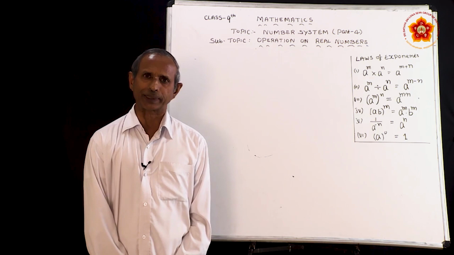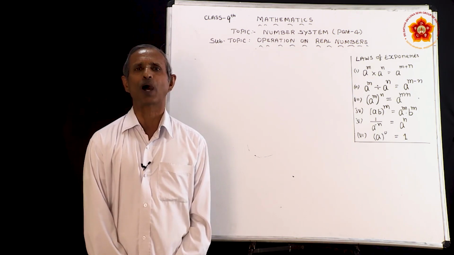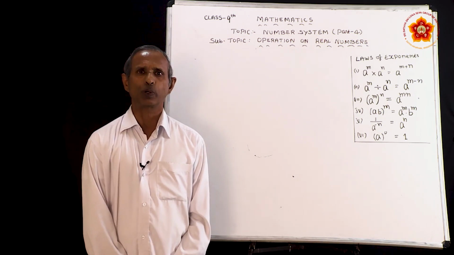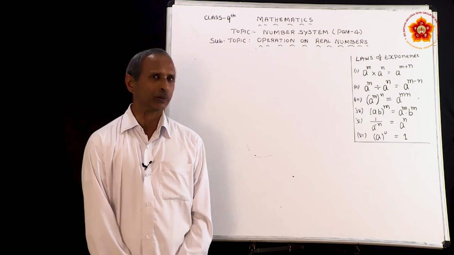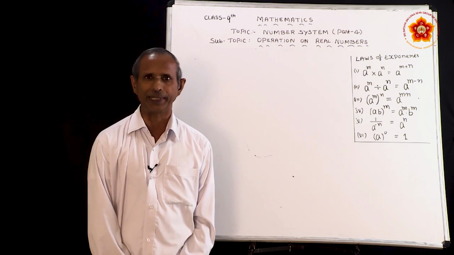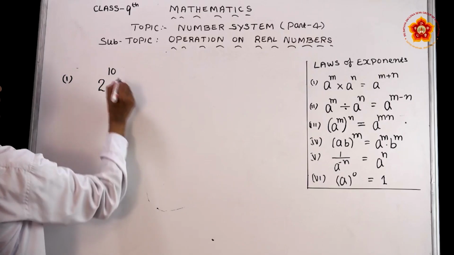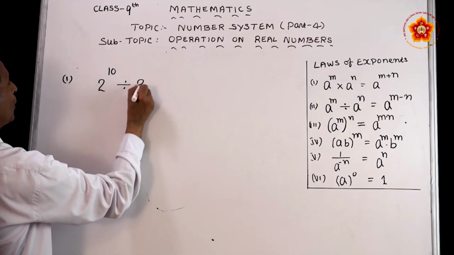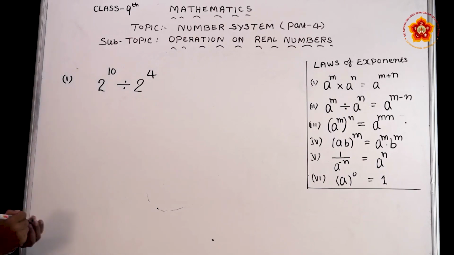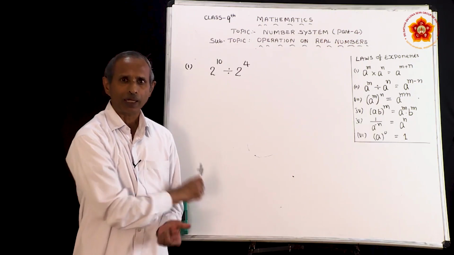Before going to the exercises, first of all let us discuss how to apply these formulas while solving the exercise problems in your textbook. Now look at the blackboard, we will give some hints on how to use the formula, when and why. I will explain in detail. 2 raised to the power of 10 divided by 2 raised to the power of 4. This is the first example. Now come on, tell me which formula we can apply in this situation.